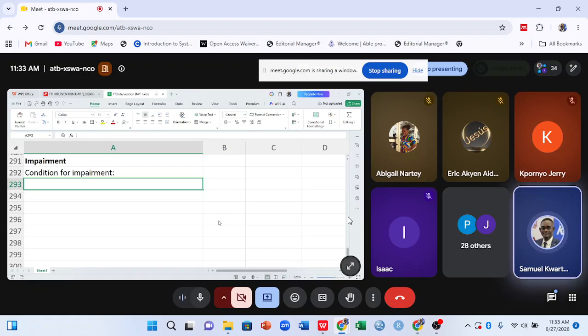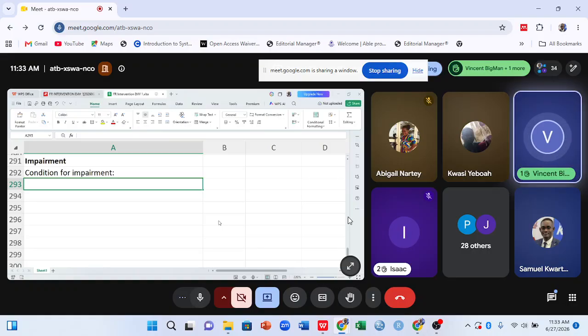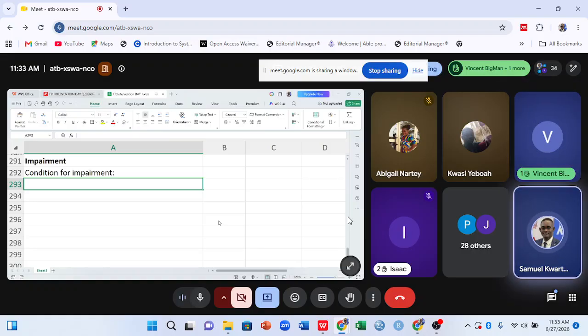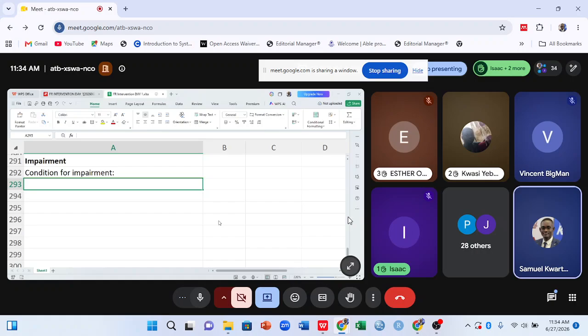So what you're saying is the theoretical conditions. Yeah, Vincent, go ahead. Okay, so I think we have internal and external conditions. I'm not asking for the theoretical conditions. Yeah, I get you, but I'm asking for when you're solving a question. The first thing you check is whether there is an indication of impairment, and what is the criteria to check in the question. Oh, Esther, it's been a while.